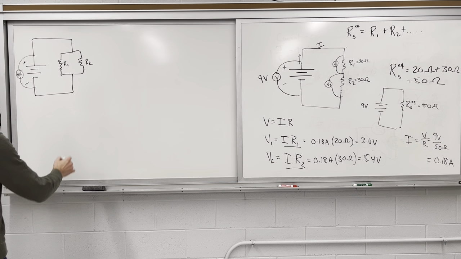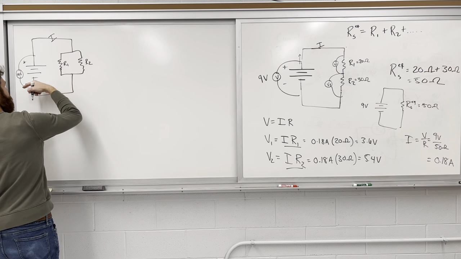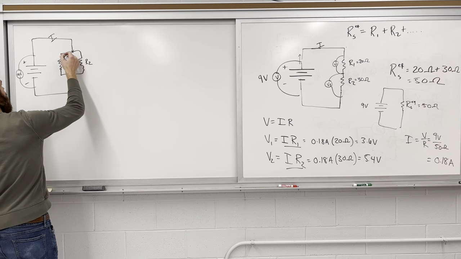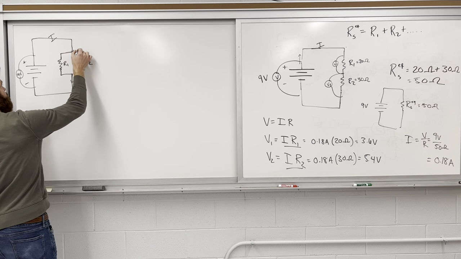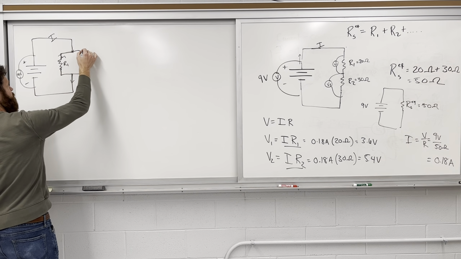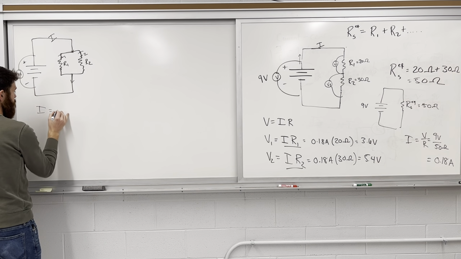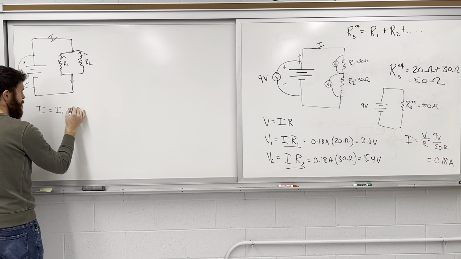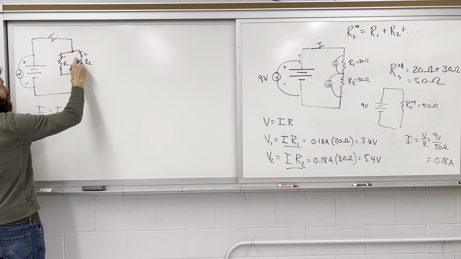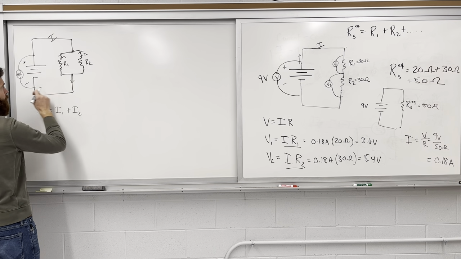So Kirchhoff's rule tells us that there's some current in this circuit. The current coming in equals the current coming out. Let's say the current splits. Some current goes through here, this is I1, and some current goes through here, this is I2. And we know that the total current I has to equal I1 plus I2. So the current going through R1 plus the current going through R2 has to equal the total current moving through the circuit.